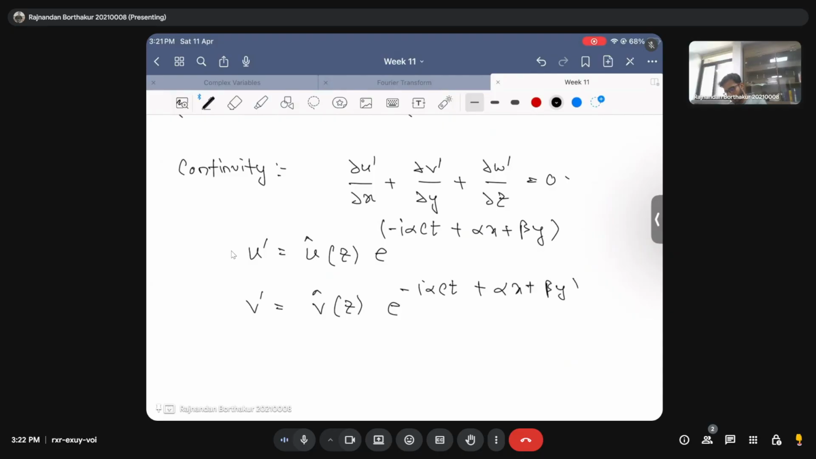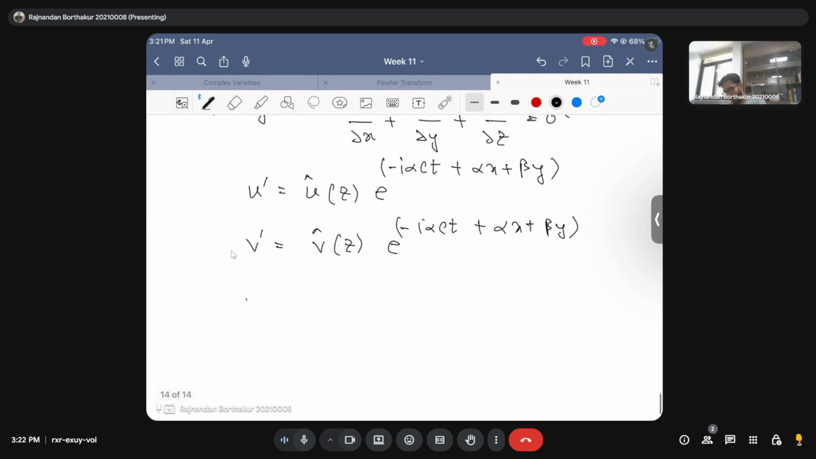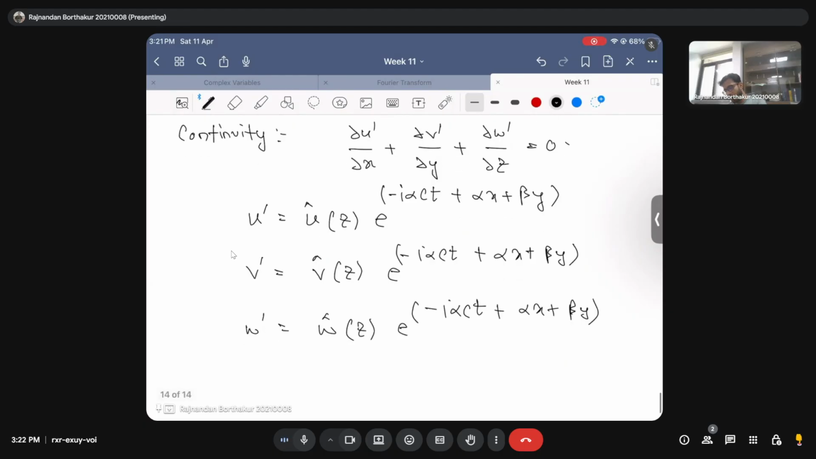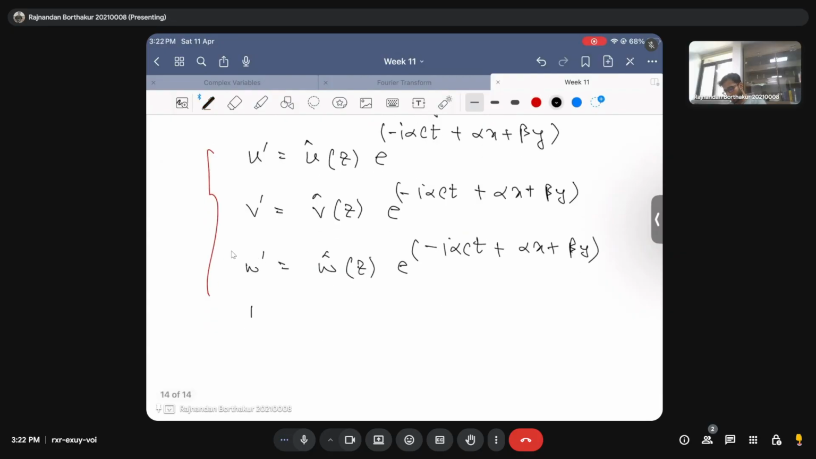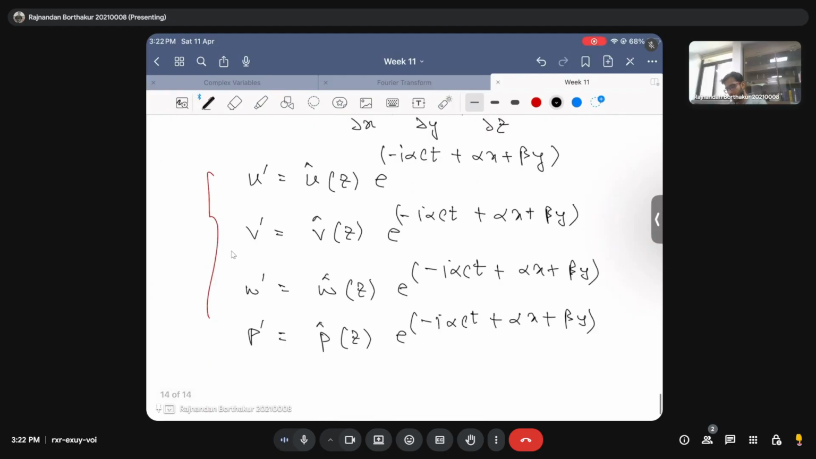Okay, and w prime is equal to w hat of z e power minus i alpha ct plus i alpha x plus i beta y, and what we'll do is we'll just substitute these normal modes. Similarly, also remember there was pressure. So pressure was also p hat of z e power minus i alpha ct plus i alpha x plus i beta y. Okay, and what we'll do is we'll just substitute these normal modes.